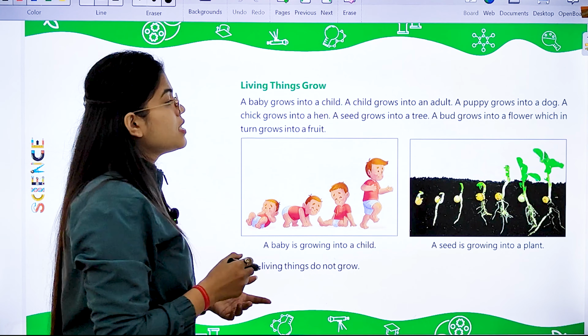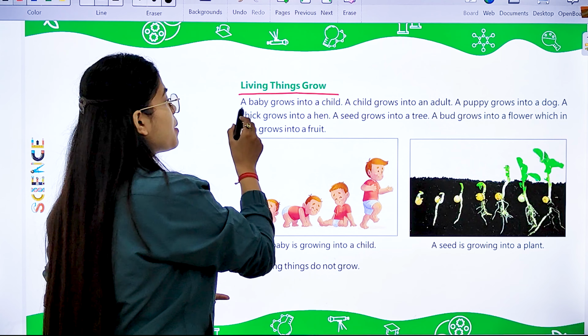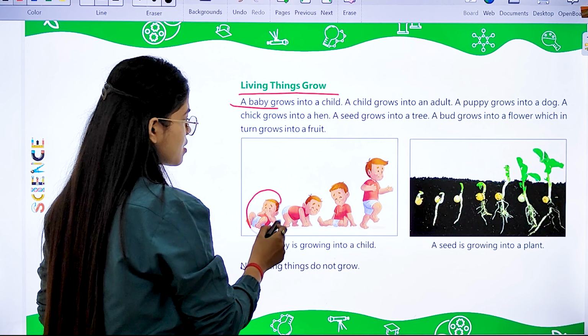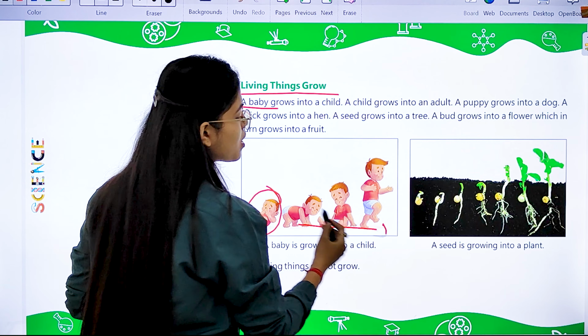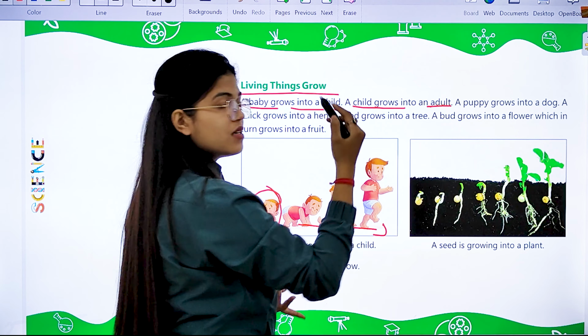Okay. Second feature is that living things grow. If we talk about the baby, okay, you can see this is a baby which grows into a child. Okay, and then the child grows into an adult.